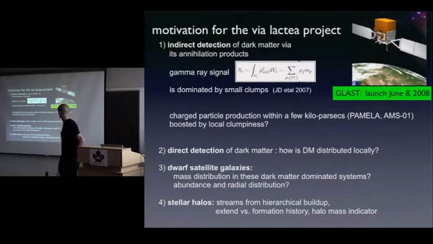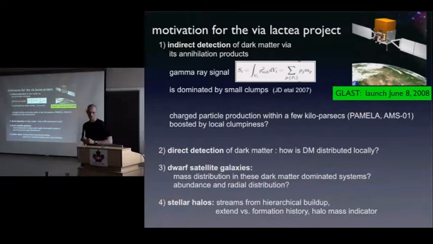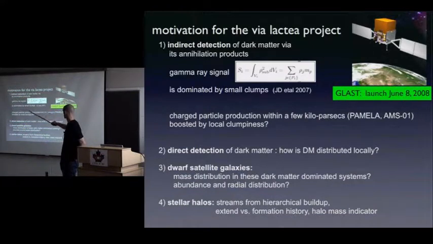Another way to indirectly detect dark matter is by looking for the other particles that are produced in these annihilations, for example, charged particles, like positrons. They would not propagate as far through the galaxy, but they would have to be produced within a few kiloparsecs to be visible for satellites like Pamela or the future AMS experiment. And GLAST will also be sensitive to charged particles. So the question is, how is the dark matter distributed within about a kiloparsec around us? Is it just a smooth halo, or is that also increased by local clumpiness?